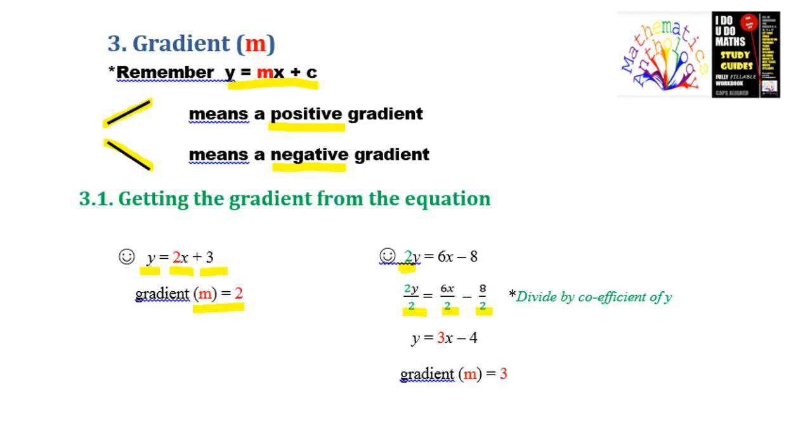So my equation in standard form is y is equal to 3x minus 4. Now this is in y is equal to mx plus c form. So your m, if you read there, is 3, which means that my gradient is equal to positive 3.